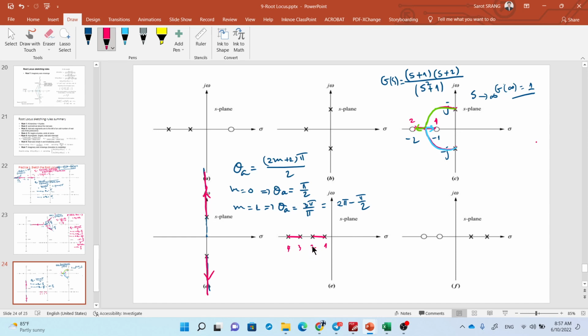And for asymptotes, you go straight to this one: theta A equal to 2m plus 1 pi over 4. Okay, and just start from m equal to 0, then you get theta A is pi over 4. m equal to 1, then you have theta A equal to 3 pi over 4, right?